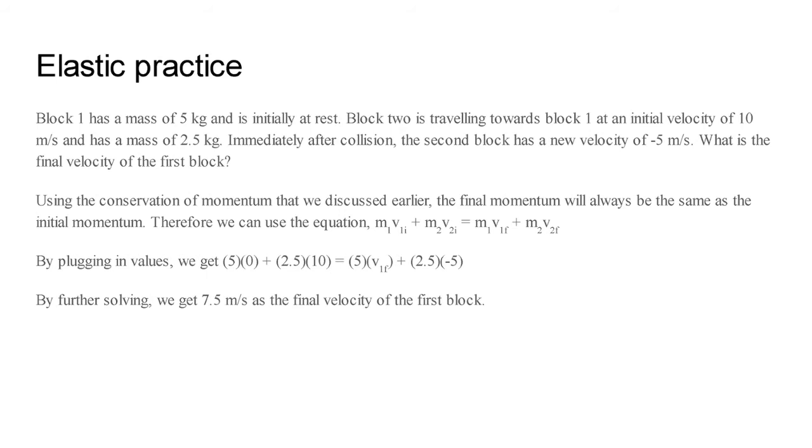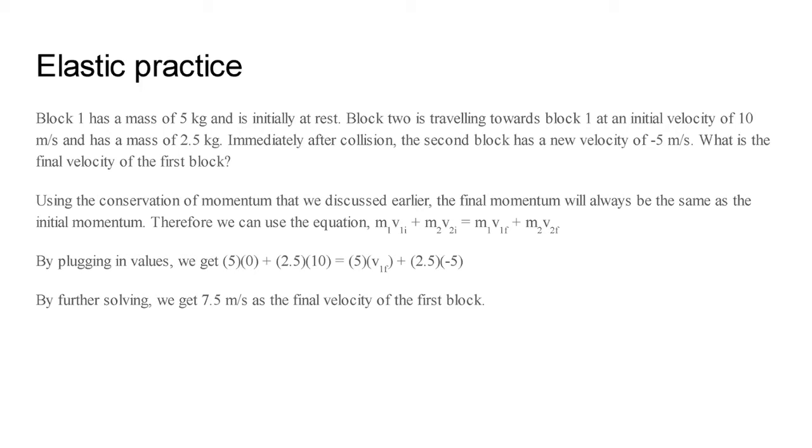Block 1 has a mass of 5 kilograms and is initially at rest. Block 2 is traveling towards Block 1 at an initial velocity of 10 meters a second and has a mass of 2.5 kilograms. Immediately after collision, the second block has a new velocity of negative 5 meters a second. What is the final velocity of the first block?